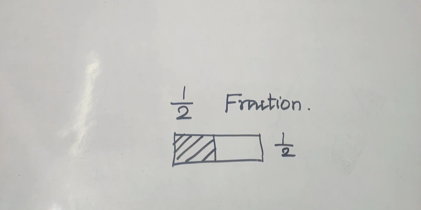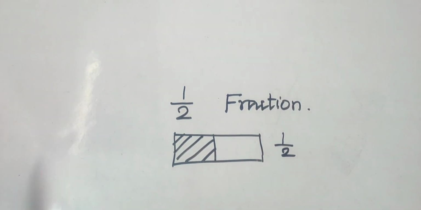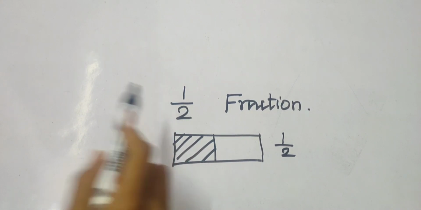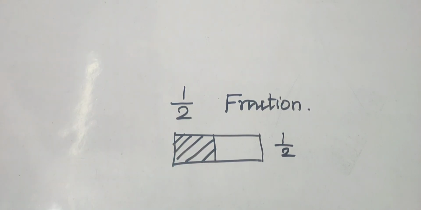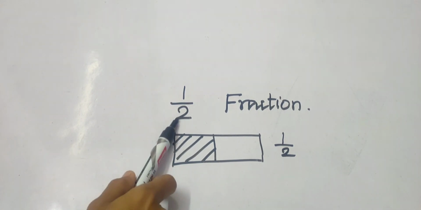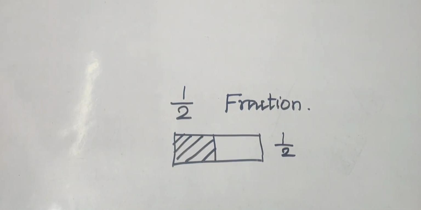So it is called a fraction, right? Is it clear children? In a fraction, the number which is on the top is called the numerator, and the number which is on the bottom is called the denominator, right? We have learnt all these in the smaller classes, right? So if you are having a numerator and denominator, we can call it a fraction.